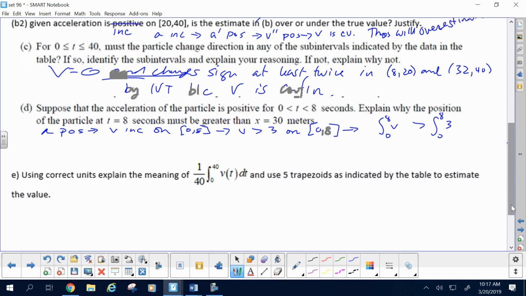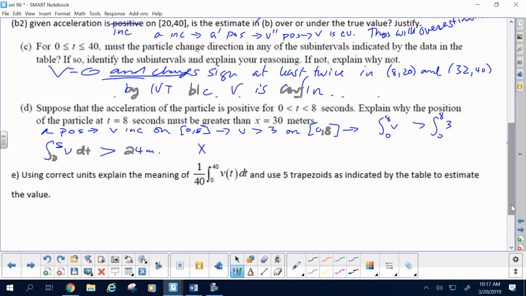Follow that, I conclude that the integral from 0 to 8 of V must be greater than the integral of 3, equal to 3 by 8, think of a 3 by 8 rectangle. So 3 meters per second and at least 8 seconds is 24 meters. Okay?